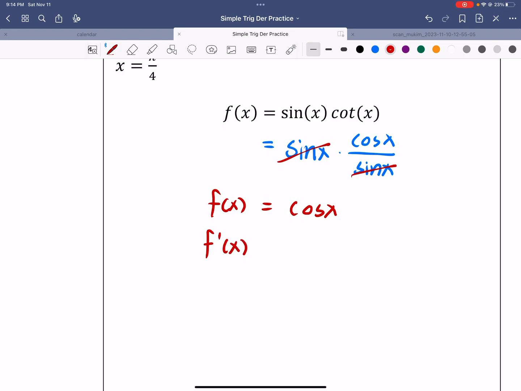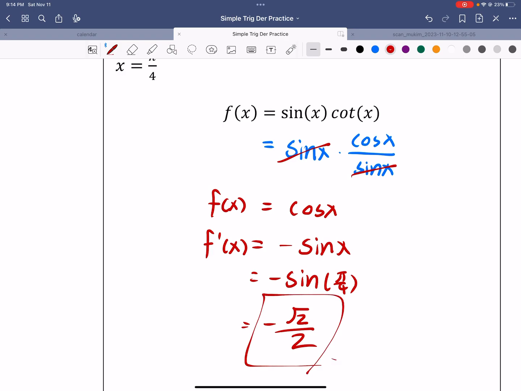So now you can do it. Negative sine x, okay? And then you plug in pi over 4. And that's going to be just negative square root of 2 over 2. And that's it. Oh yeah, I was not trying to go over this and I went over it.